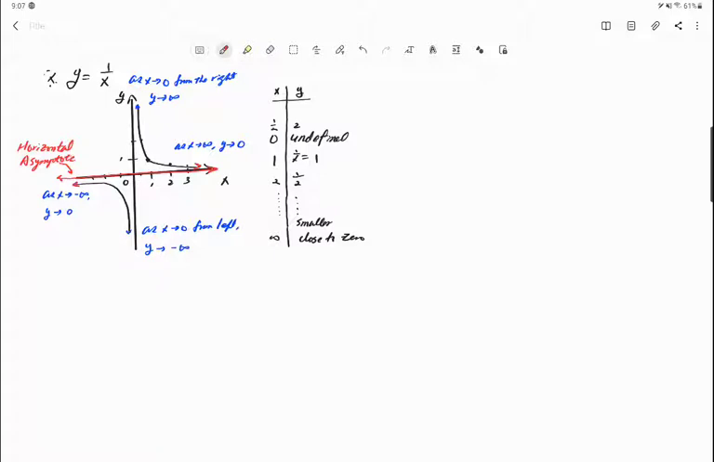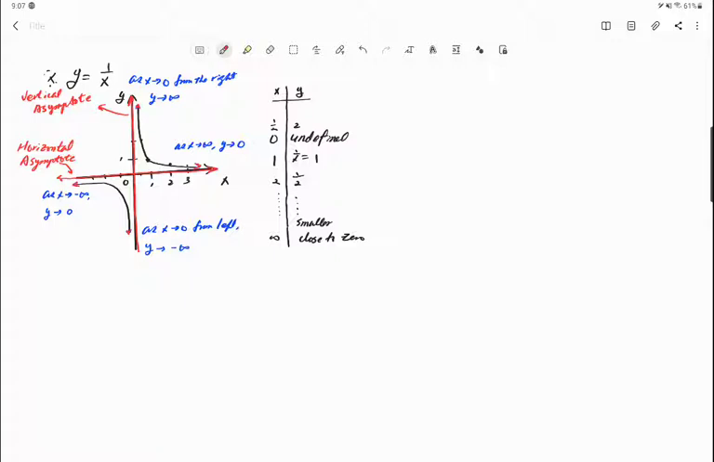Asymptote. How about the y-axis? Look at the y-axis. The end of this graph and the end of this graph are approaching the y-axis, right? So we call this a vertical asymptote. Vertical asymptote.